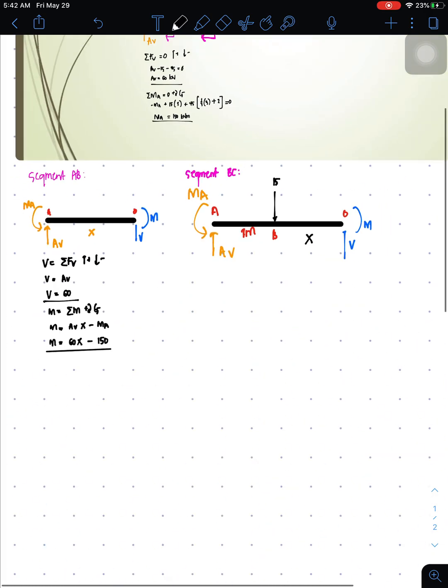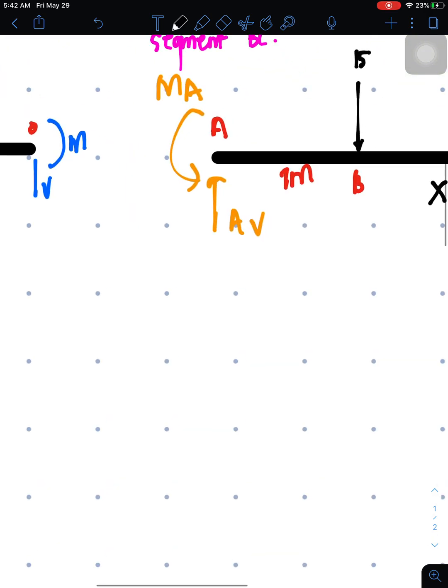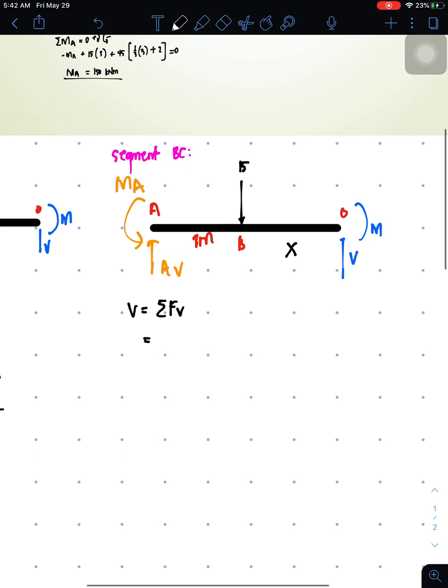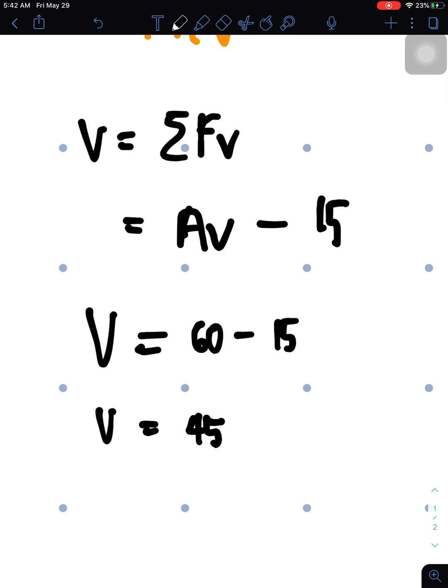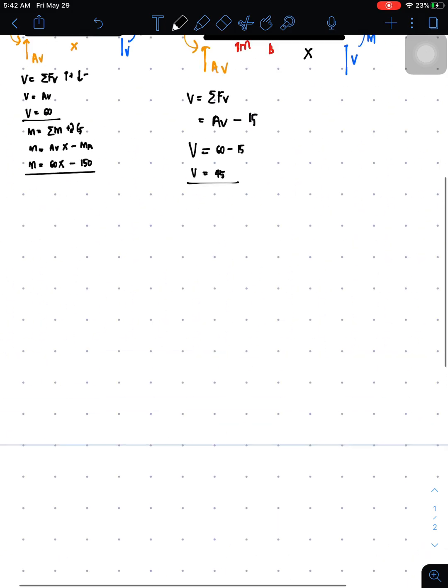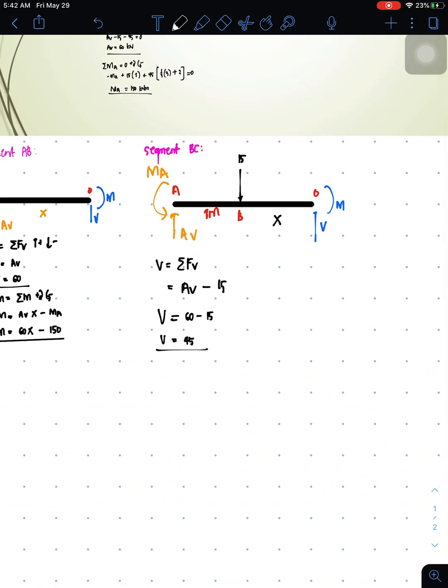So let's get the shear equation. So V is equal to the summation of forces vertical, and that's equal to, what are the forces vertical? As you can see here, you have AV upward minus 15. So V is 60 minus 15, and then V now is 45.